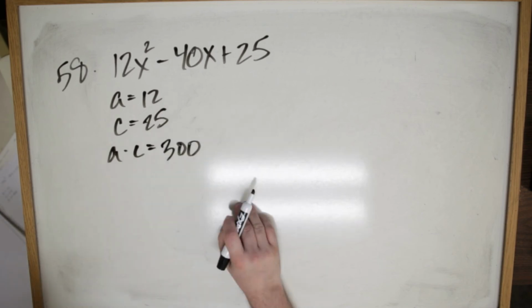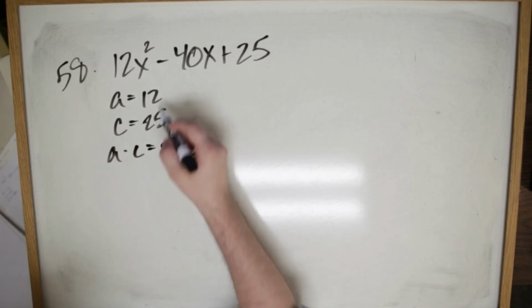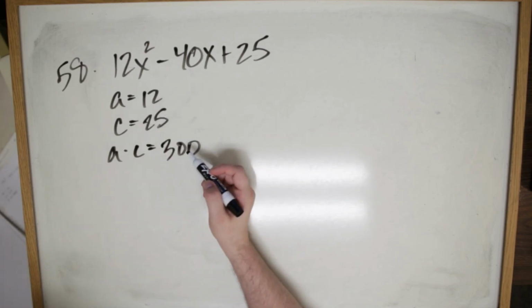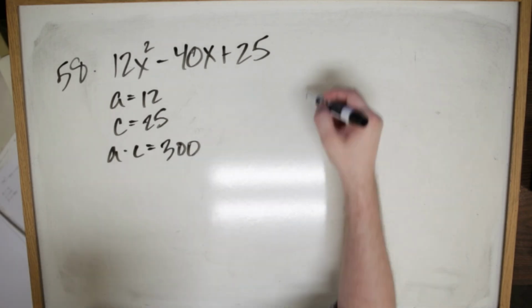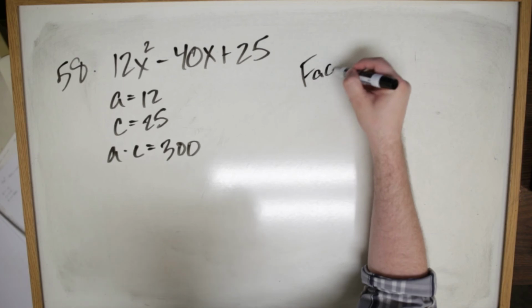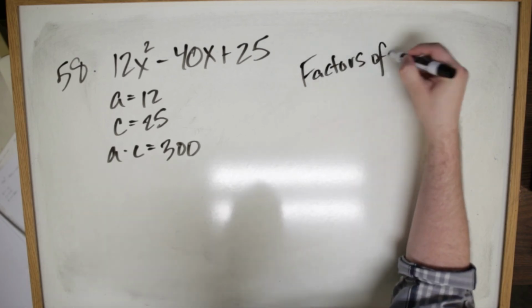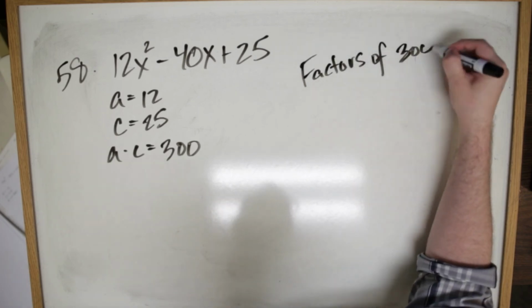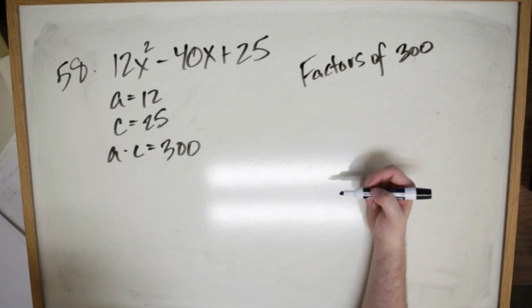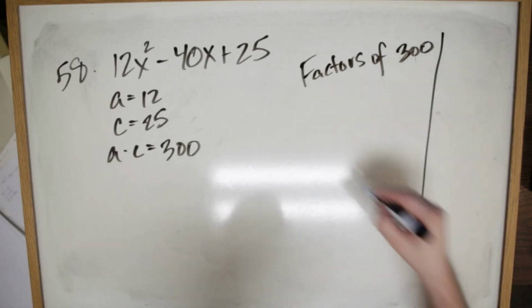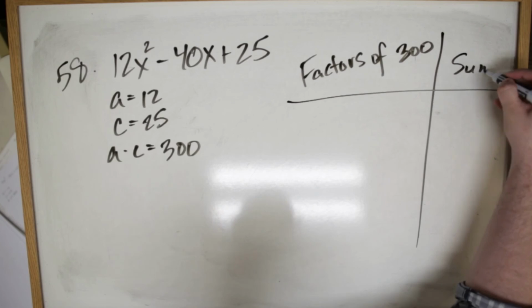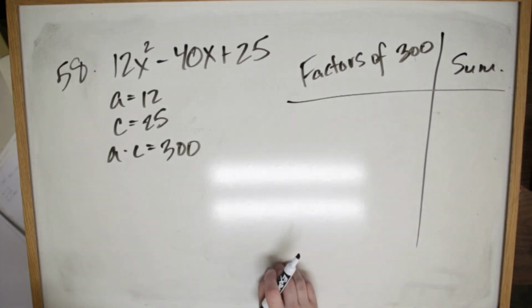300. 12 times 25 is going to equal 300. Okay. So we are going to look at factors of 300. Oh my gosh. Do we really want to do this? We really don't. I'm going to show you a little life hack here, okay?